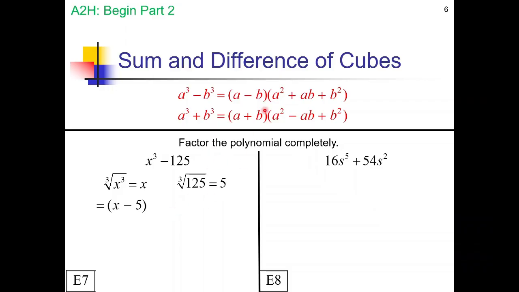Then I'm going to have a squared, so that's going to be x squared, plus ab means we're doing plus x times 5, so plus 5x. And then plus b squared, we're doing 5 squared, so that's a plus 25.